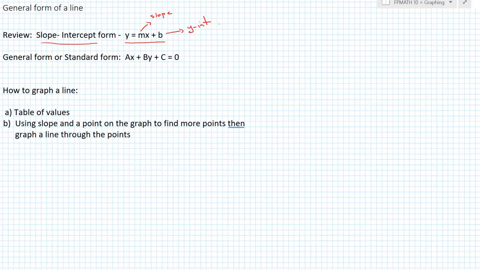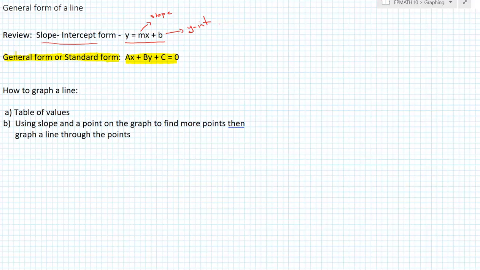The general form is in the form of ax plus by plus c. And notice that they're all on one side of the equation, set equal to 0. So ax plus by plus c is equal to 0. That's the general form, and some texts have it as the standard form. And the idea is that we need to be able to realize that that's a general form and then extrapolate all the information that we can, and therefore we can graph that.